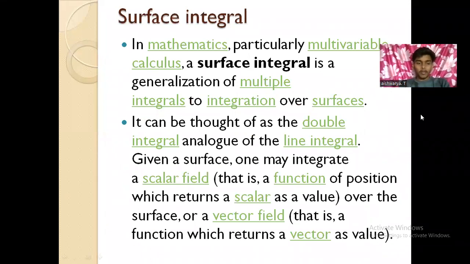What is a surface integral? In mathematics, particularly in multivariable calculus, a surface integral is a generalization of multiple integrals to integration over surfaces. It can be thought of as the double integral analog of the line integral. Given a surface, one may integrate a scalar field over the surface, or a vector field, that is a function which returns a vector as value.